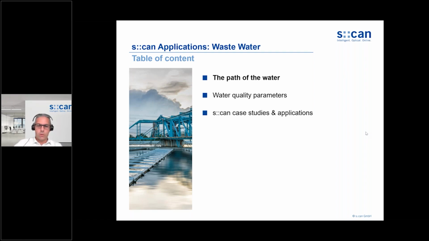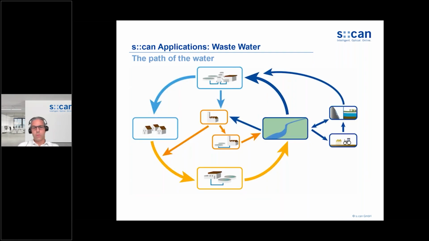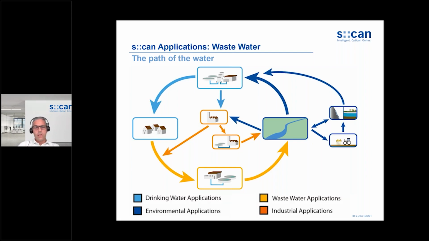At first, a short story about the path of the water, how the water circulates in the water industry. The drinking water utility, you can see it on the top, produces drinking water. This drinking water is supplied to households as well as to industry. The drinking water is following the light blue arrows. The households and the industry consume the drinking water and turn it into wastewater. These are the orange arrows, and this is the part we will have a look at today. After the wastewater treatment plant treated the wastewater, it's released to natural waters, and these natural waters are used again by the drinking water plants.